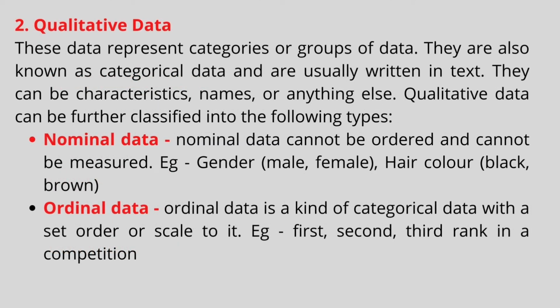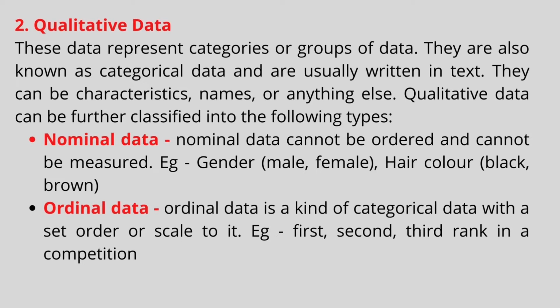Qualitative data represent categories or groups of data. That's why they are also known as categorical data and are usually written in text. These can be characteristics or names or anything else. Qualitative data is further classified into two types: nominal data and ordinal data. Nominal data cannot be ordered and cannot be measured. For example, gender. You can just name it like male and female. Hair color can be just the name of the color, which is black or brown.